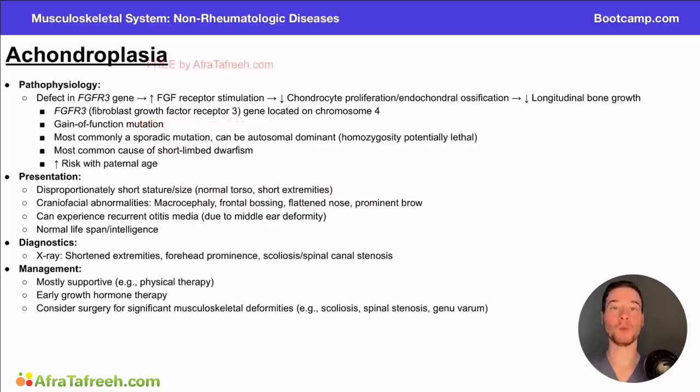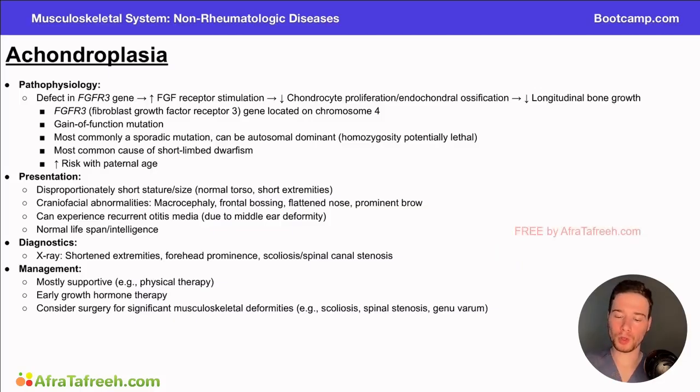So let's break down the meaning of the word a little bit. So the root word a means not, chondro means cartilage, and plasia means growth. And so altogether we have not or without cartilage growth. And so achondroplasia is a type of genetic inherited condition that affects bone growth. And it affects specifically bone growth that typically results from cartilage starting.